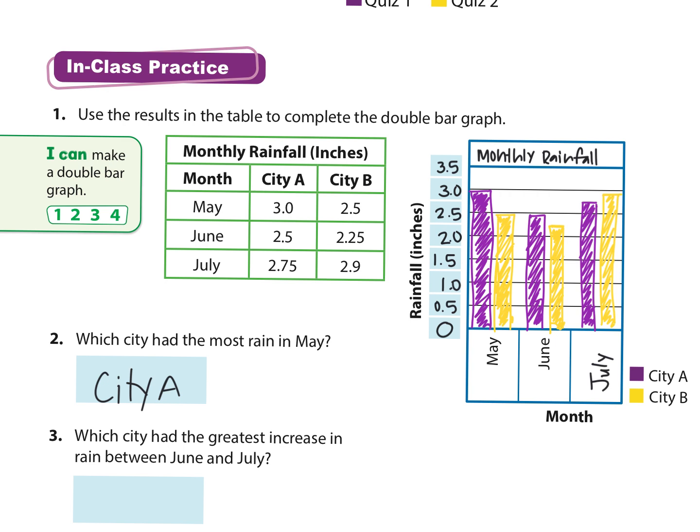So no, it says which city. B. Okay, guys, city A is purple. So I'm comparing this purple to this purple. Did it increase more than the yellow city B did, or did city B increase more than the purple did? City B. Good. So city B had the bigger increase. Okay, going on to the next part.